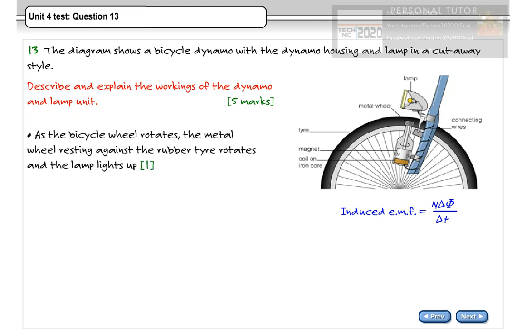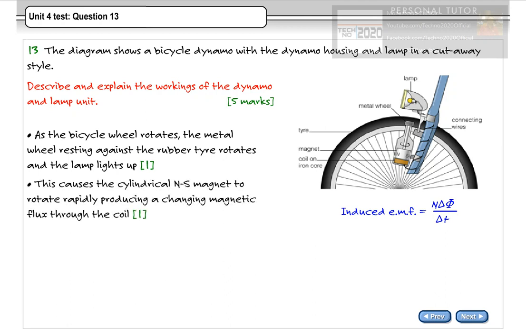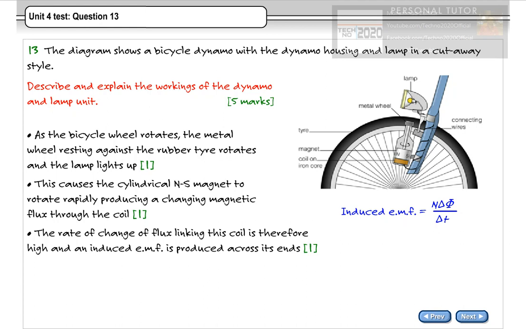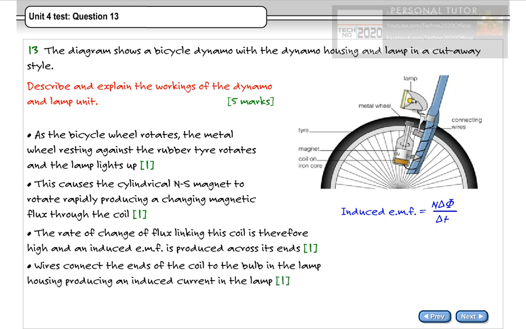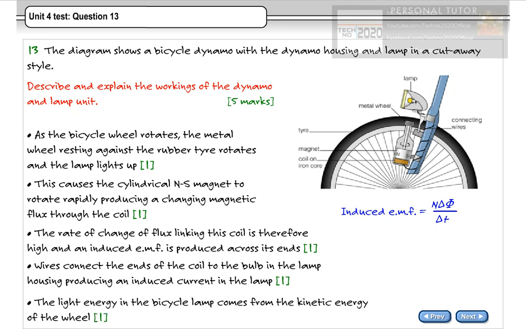As the bicycle wheel rotates, the metal wheel resting against the rubber tyre rotates, and the lamp lights up. This causes the cylindrical magnet to rotate rapidly, producing a changing magnetic flux through the coil. The rate of change of flux linking this coil is therefore high, and an induced EMF is produced across its ends. Wires connect the ends of the coil to the bulb in the lamp housing, producing an induced current in the lamp. The light energy in the bicycle lamp comes from the kinetic energy of the wheel.